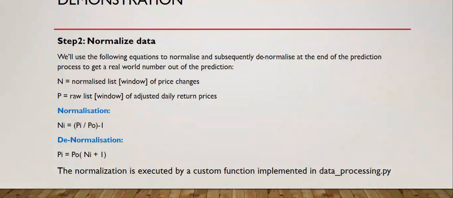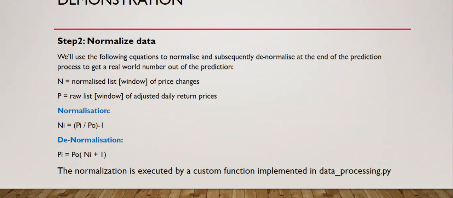Denormalization is when you want to read the results and make them more readable. You apply that to the price to get the actual closing price, or the return of how much your investment turned out to be. And I have used a custom function implemented for this called data_processing.py. This function performs the normalization.